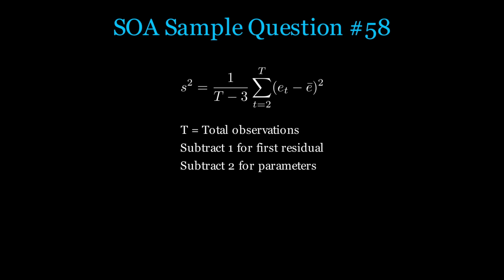To calculate the MSE, we'll need the residuals. To calculate the residuals, we'll need to estimate beta 1 and beta 0. So to get there, we estimate beta 1 using the sample autocorrelation, and beta 0 using the sample mean times 1 minus the sample autocorrelation. We then calculate the residuals by taking the observed value and subtracting the predicted value.